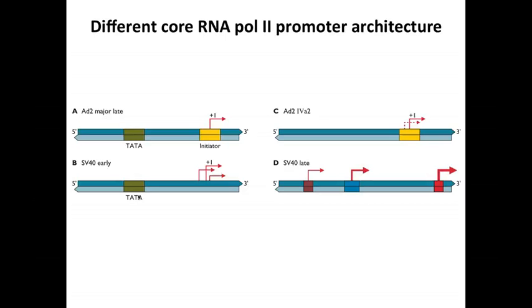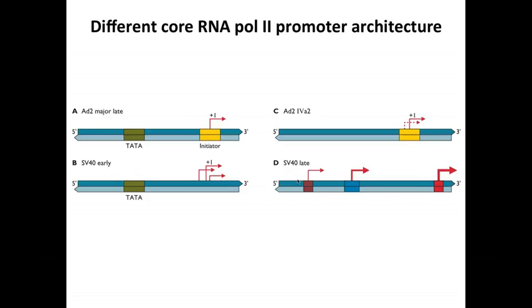SV40 has 2 patterns of mRNA synthesis, as we'll see later, an early and a late. And the early promoter has a TATA box and an initiation site, but no initiator sequence. The transcripts initiate in this region, nevertheless.